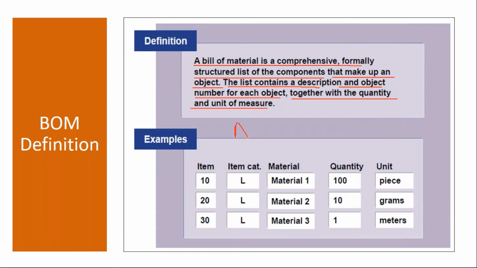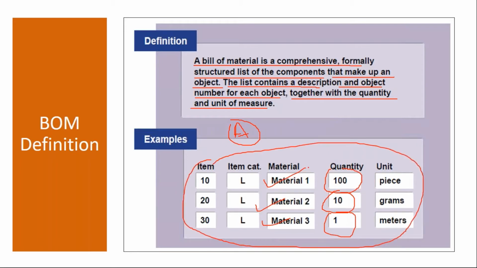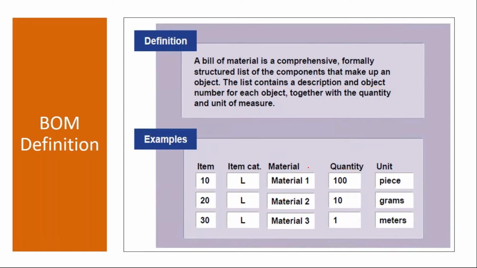Suppose I want to manufacture a product A. To manufacture this product A, I need three materials, three components or items, 1, 2, 3, and these are the quantities. This information is stored in the bill of material. The bill of material will give you the raw materials or input materials required, along with their quantities, to manufacture that particular product. That information comes in the BOM, bill of material.